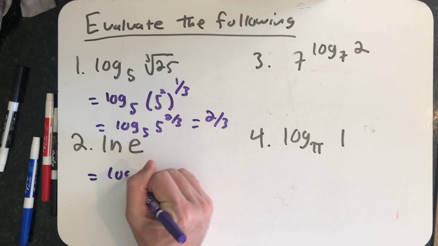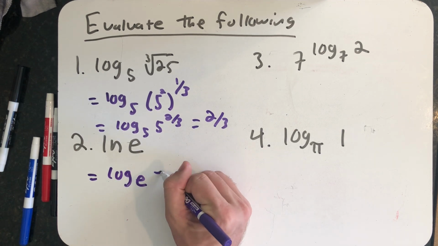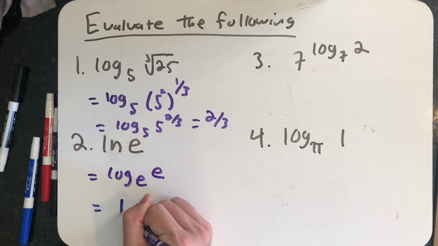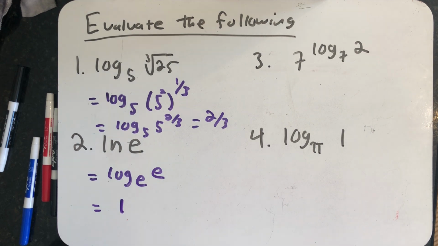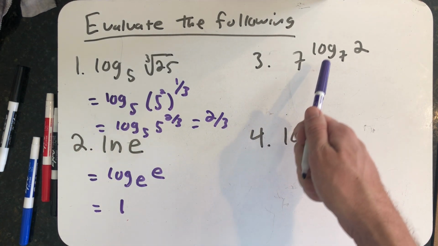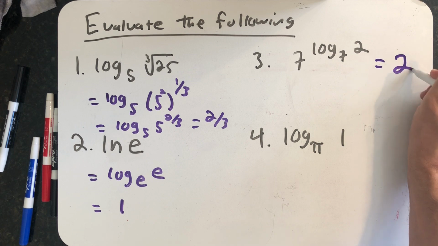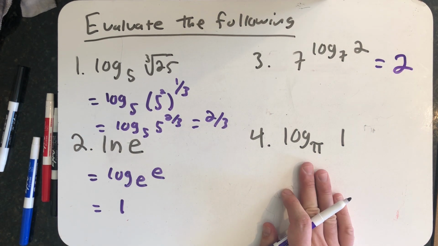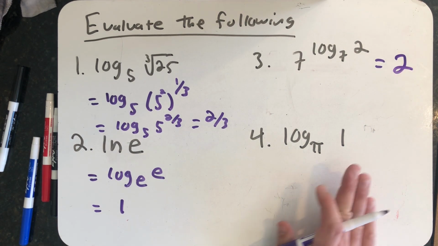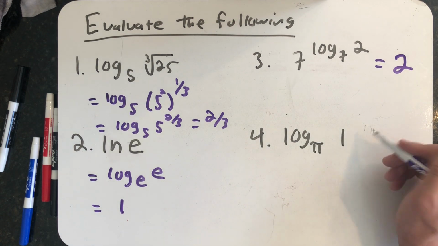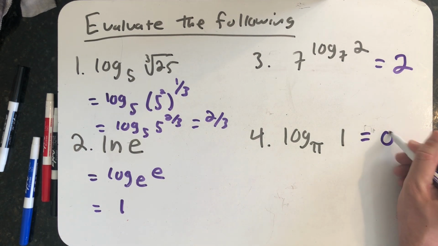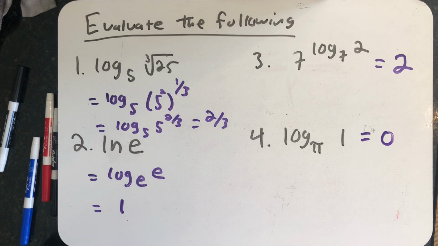Here I have the natural log of e. Well, I need to remember that the natural log is a logarithm base e, and so that should be 1. I raise e to the first power to get e back. And here I have one of those inverse function properties, 7 raised to the log base 7 of 2, that has to be equal to 2. And finally, the log base pi of 1, what power do I raise pi to get 1? That has to be 0. There are our basic properties of the logarithm.